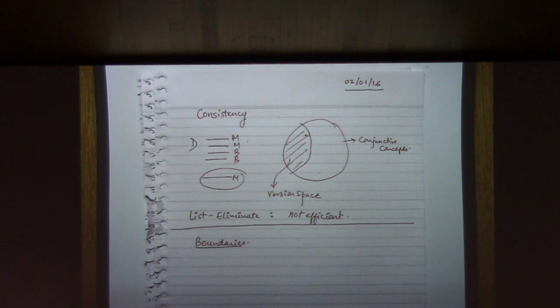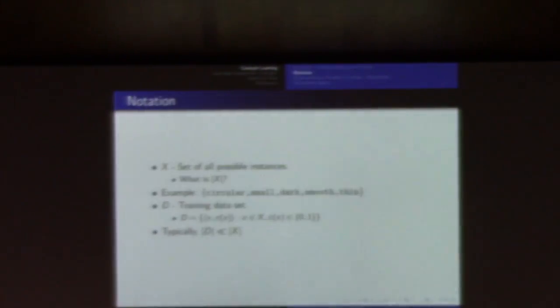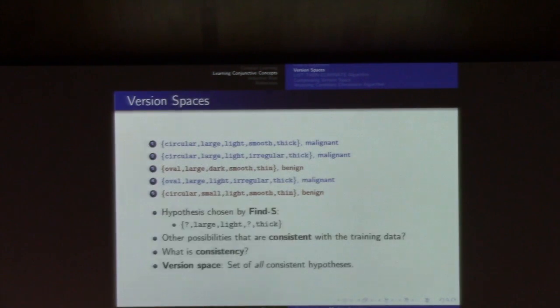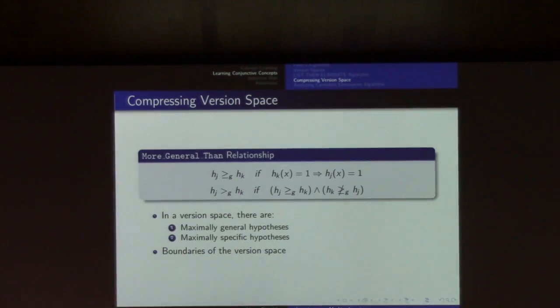Now comes the question: what is more general than something, and more specific than something? We had an exact definition of that, that's there in the slides. So we had a mathematical definition of that. Essentially, one hypothesis is more general than another if it covers all the examples that the more specific one does, and then some more.